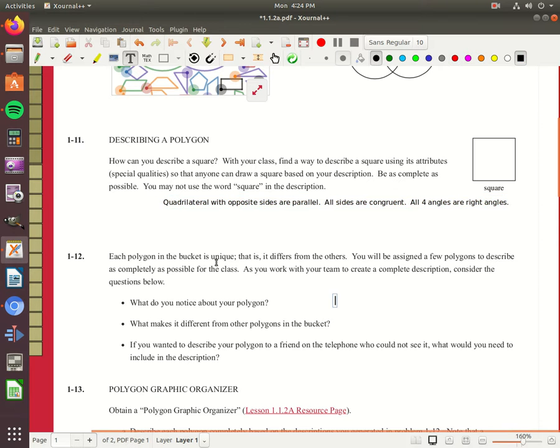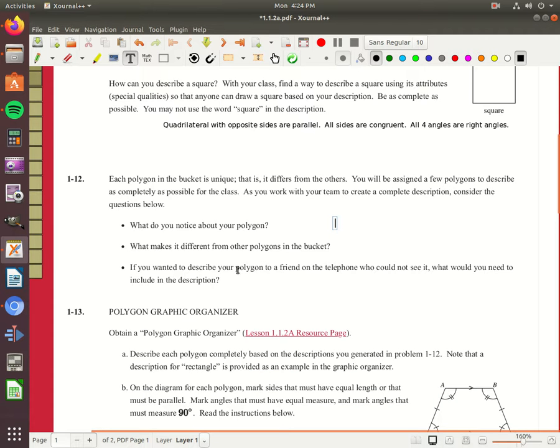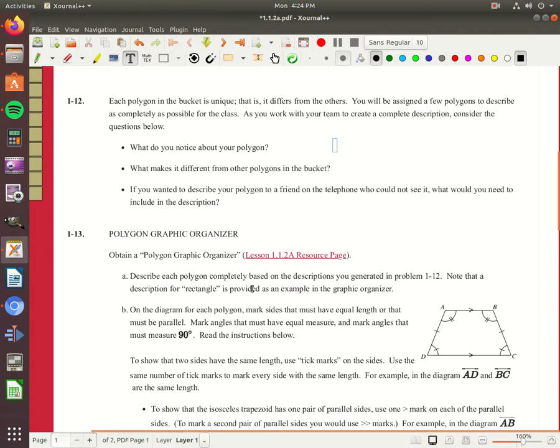All right, so it says each polygon in the bucket is unique. That is, it differs from the others. You will be assigned a few polygons to describe as completely as possible for the class. As you work with your team to create a complete description, consider the questions below. What do you notice about your polygon? What makes it different from the other polygons in the bucket? And if you wanted to describe your polygon to a friend on the telephone who could not see it, what would you need to include in the description?